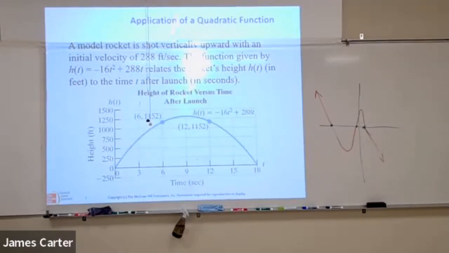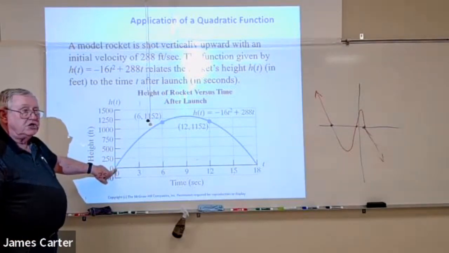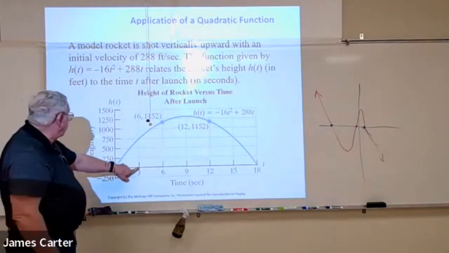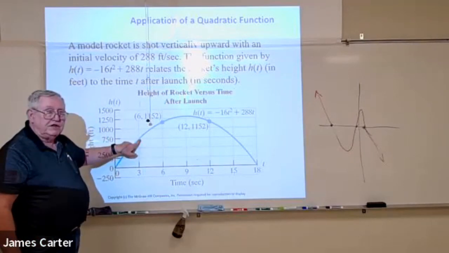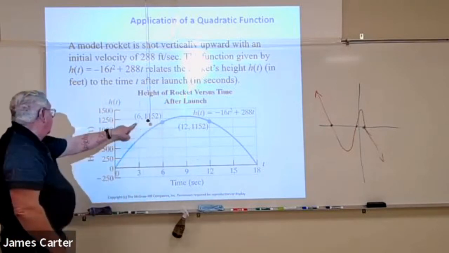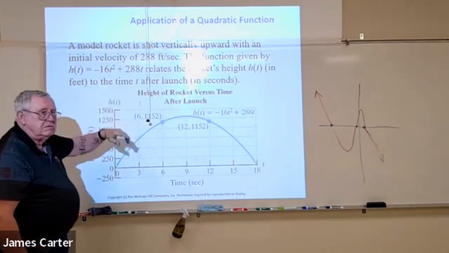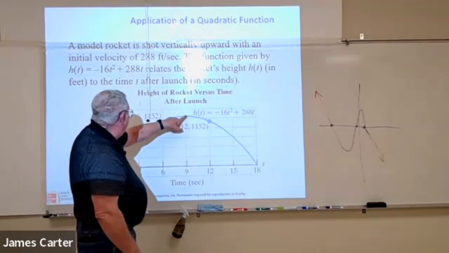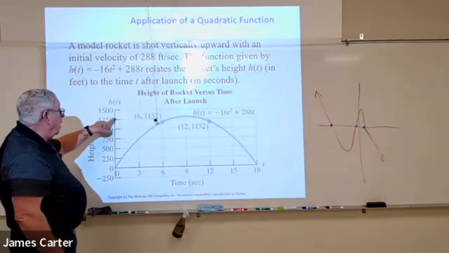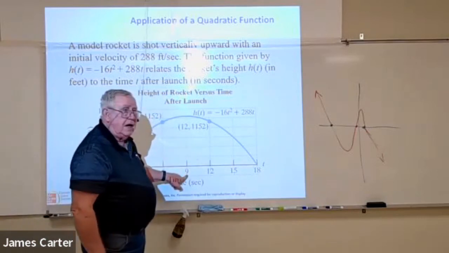Here's the graph. This rocket left at 0 elevation at 0 seconds. After 3 seconds, this rocket was 750 feet high. After 6 seconds, it was roughly 1,100 feet high. Its maximum height was approximately 1,300 feet. And that maximum came at 9 seconds of flight time.